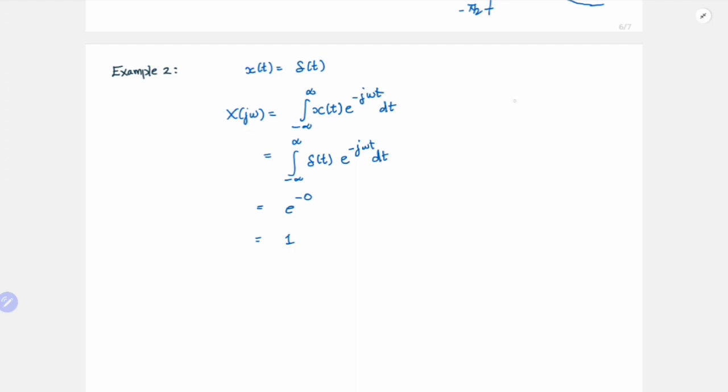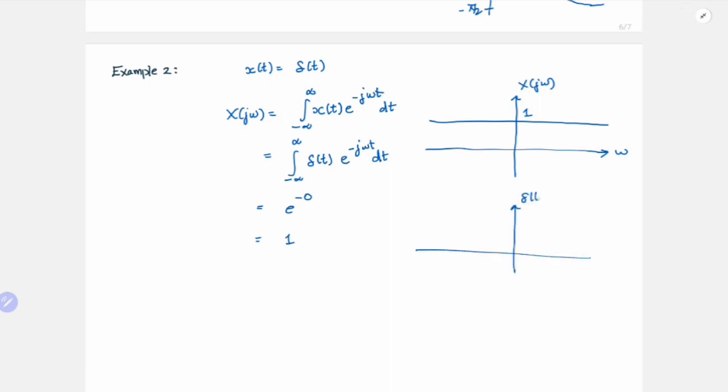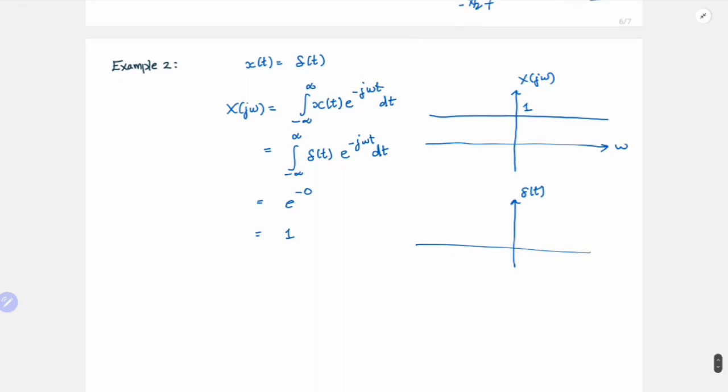So what it means is, if we plot X of j omega, the spectral contribution, each frequency contributes equally, right? And the amount it contributes is 1. So in the time domain, delta of t is this way, right?